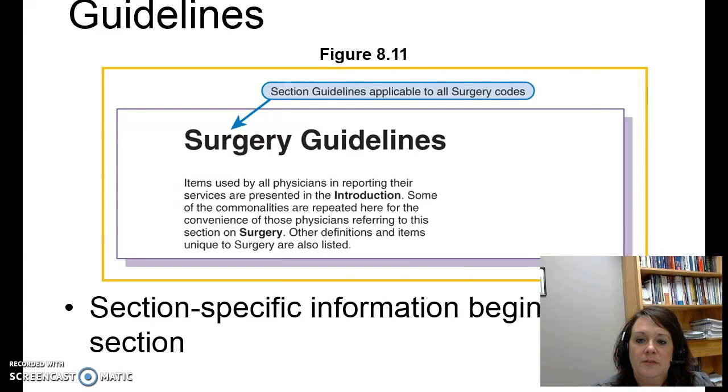Guidelines. Guidelines is a big deal. What I want to tell you is the bullet here says section-specific information begins each section. Remember those 6 sections? Evaluation and management, anesthesia, surgery, radiology, path and lab, and then medicine. At the very beginning of every single one of those chapters are green pages. These green pages are the guidelines, just for that section. Okay, if you're stuck doing homework or in a test and you got the book there, go to your guidelines. Maybe your answer is written in there.